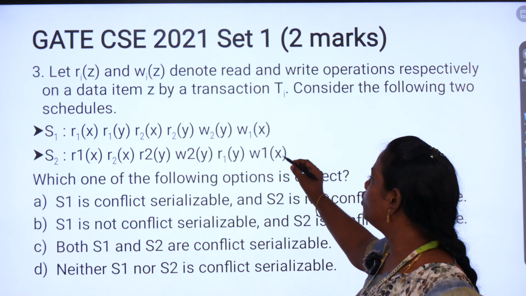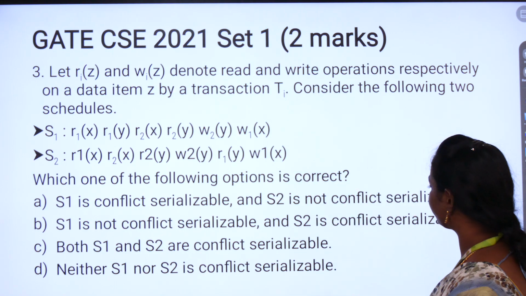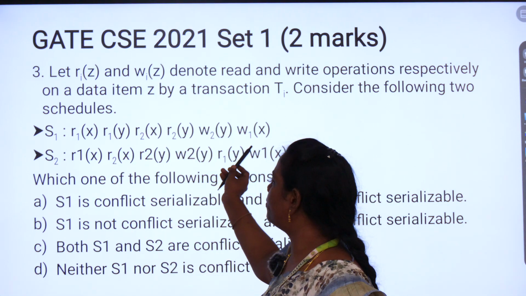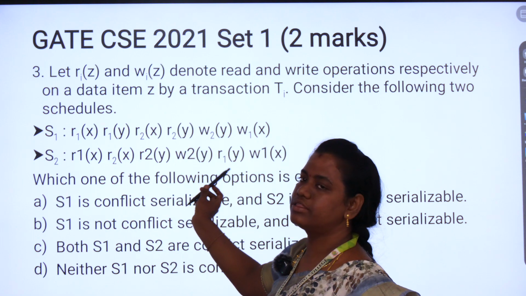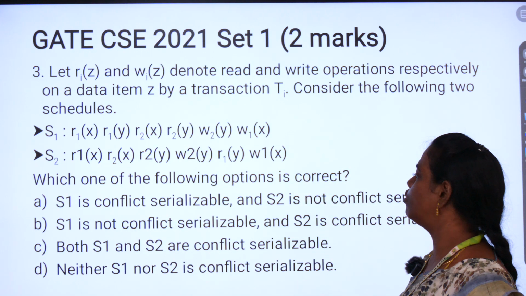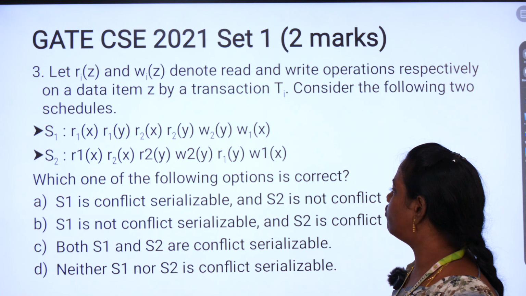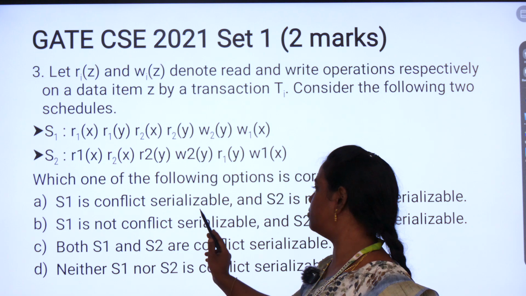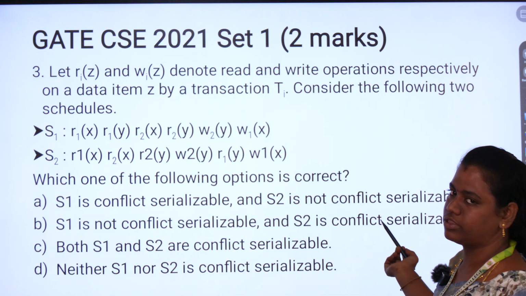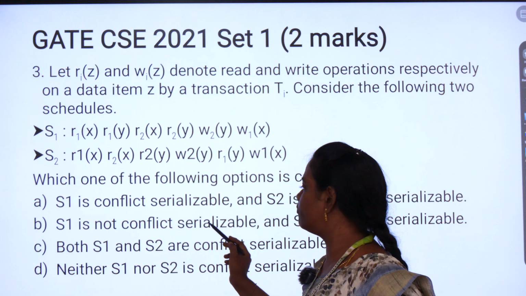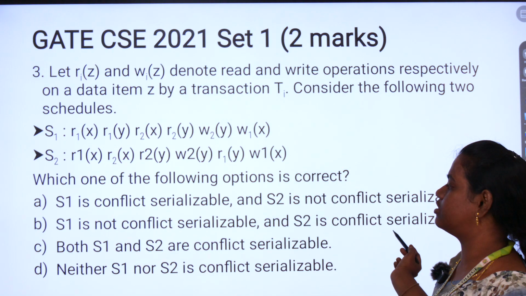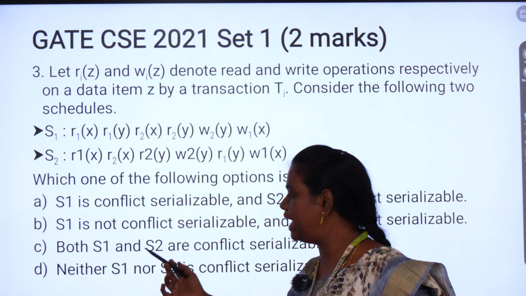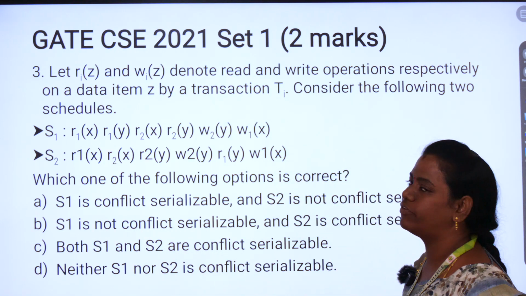Here they have given two different schedules, that is S1 and S2. In S1 they have given 6 different operations. In S2 also they have given 6 different operations. Now our aim is to find out which of the following options is correct: S1 is conflict serializable and S2 is not, or S1 is not conflict serializable and S2 is, either both S1 and S2 are conflict serializable, or neither S1 nor S2 is conflict serializable.